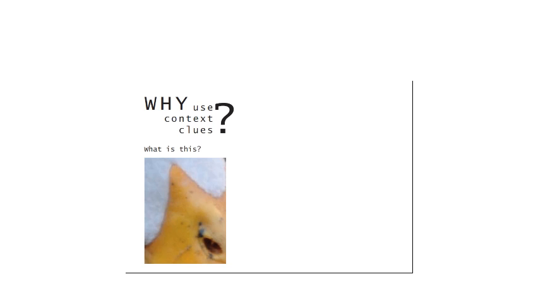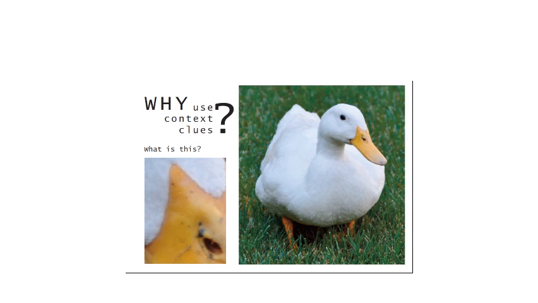Why should we use context clues? Well, look at this picture. What is it? You can look at it and stare at it and wonder about it, but you'll have a difficult time figuring out what it is. Would it help to see this picture's context? In other words, would it help to see the bigger picture? The context of something means the bigger picture of what's going on around it. Now that you see the larger context, it's easy to figure out the picture as part of a duck's beak.